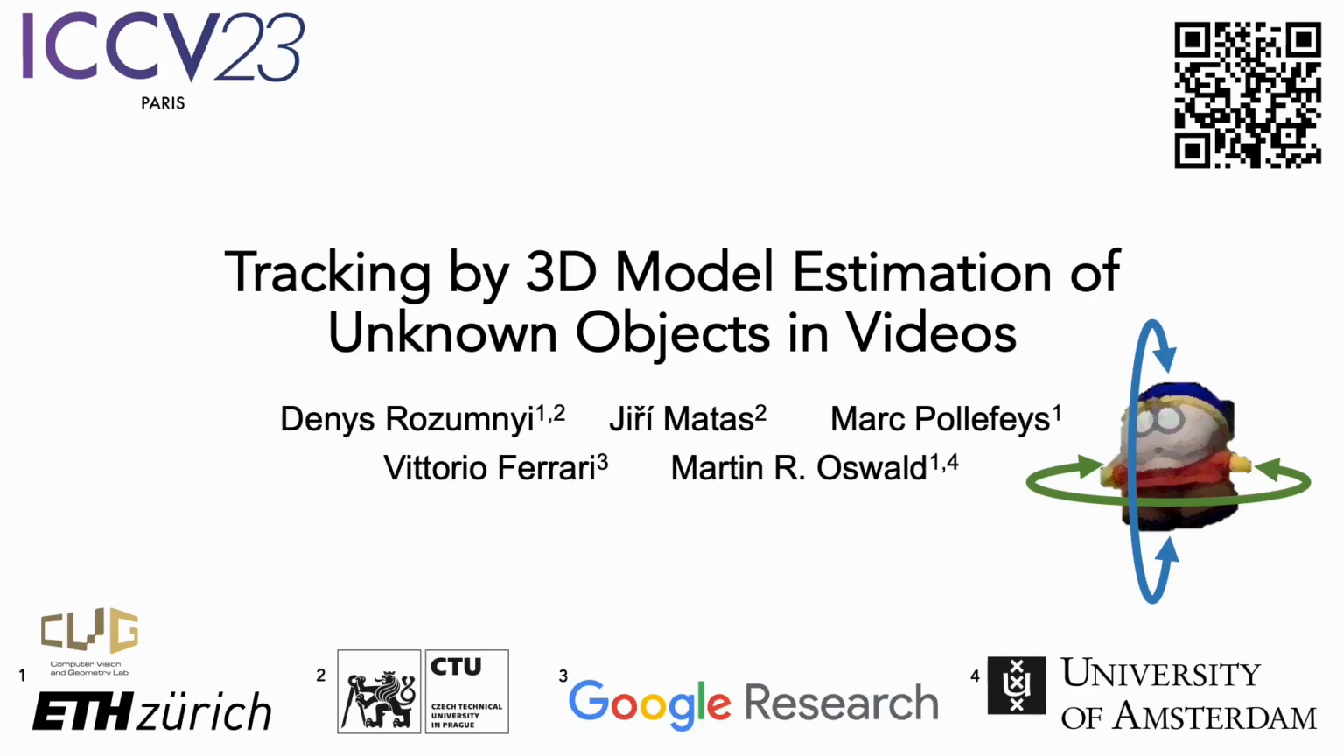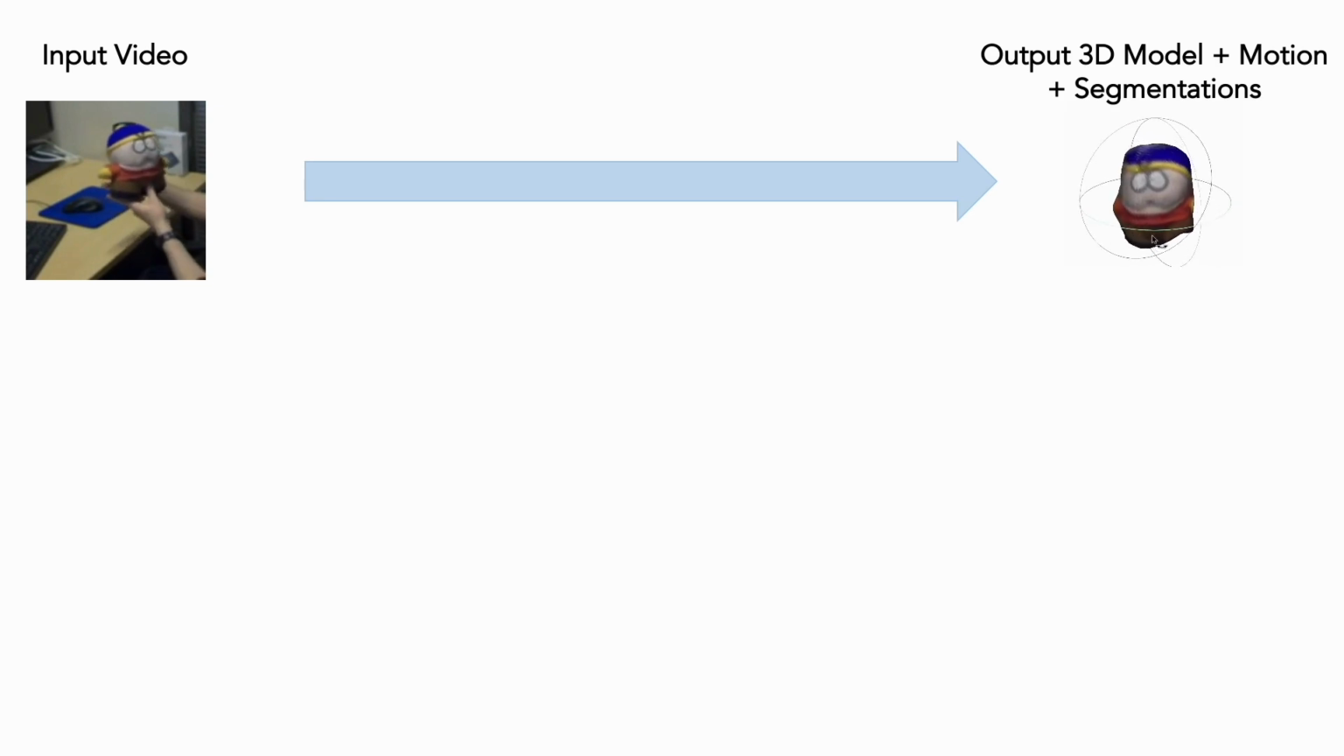We present a new method for 6D tracking of unknown objects. In contrast to other tracking approaches, our method jointly reconstructs the shape and appearance of the object and hence does not require any prior object information. The input to our method is a video of an object and the output is a 3D reconstruction of the object shape, appearance, and motion.